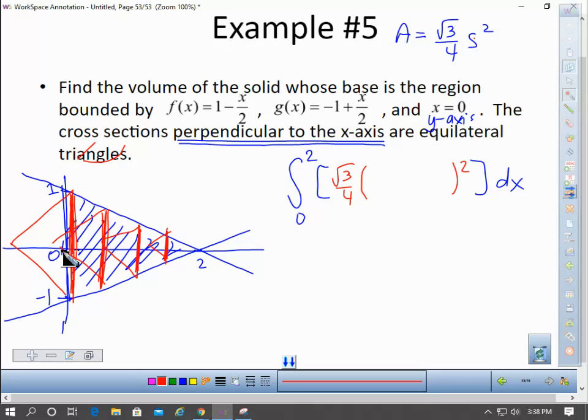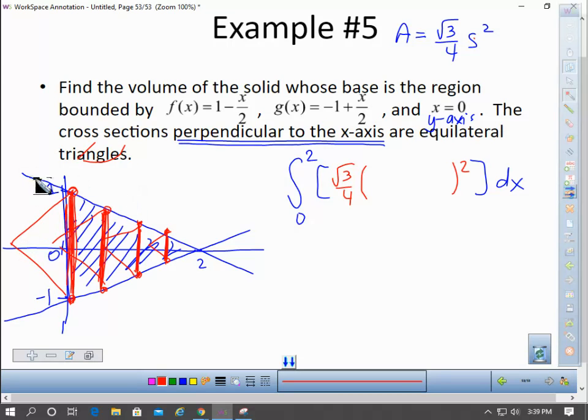Okay, so what's creating the side length of each one of these triangles? Well, this length is one of them. That length is the side of that one. This length is, so what's creating these lengths here? Top curve minus bottom curve. It's always top minus bottom, or if we're turned sideways, right minus left.